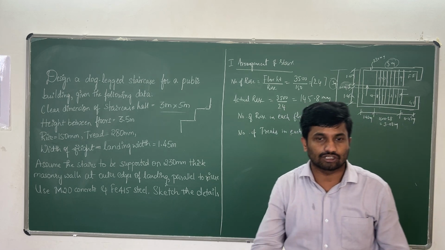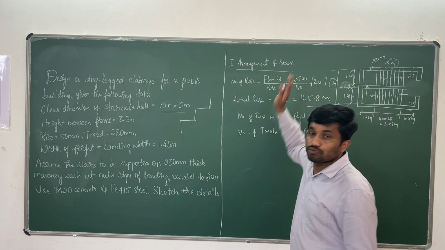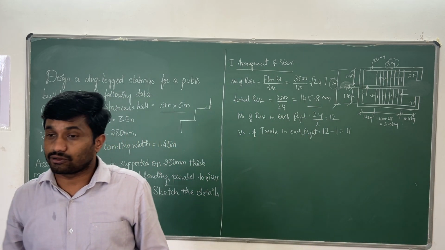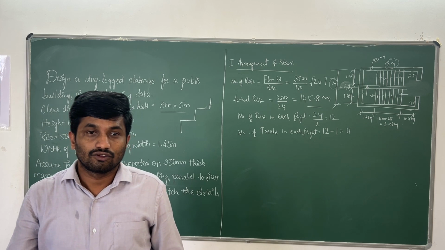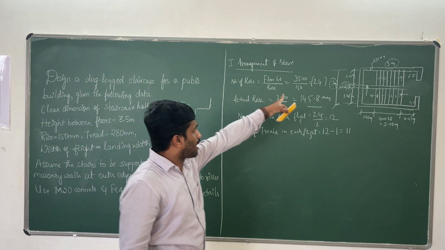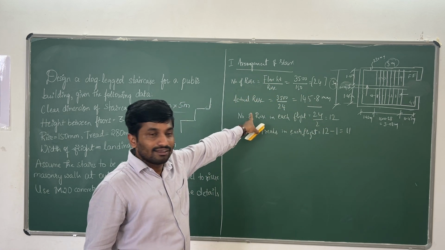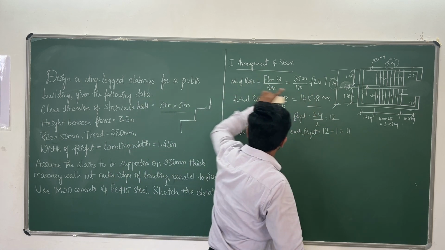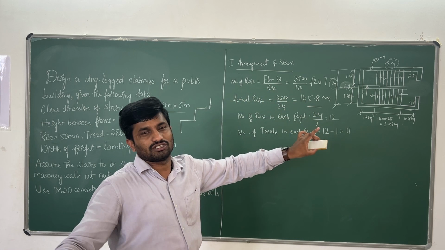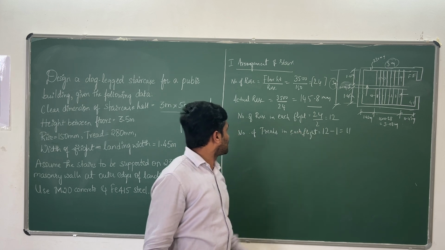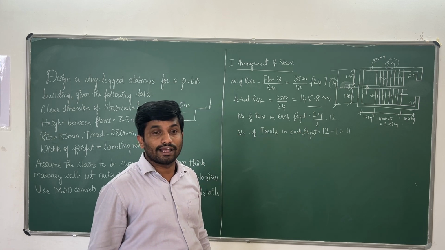Design of a dog-leg staircase, that is, the arrangement of stairs. We have to arrange the stair in such a way that you design it as 2 flights. We know the floor height. From the floor height, we will compute the number of rises. Don't think about the actual rise and all those things, just remember this. Then you calculate the number of rises in each flight.